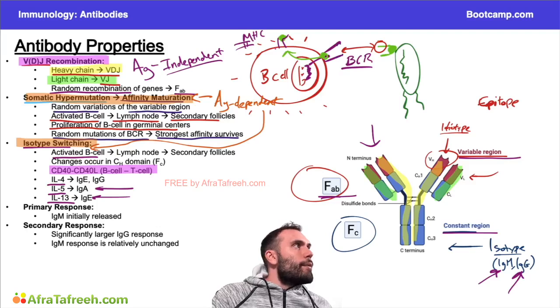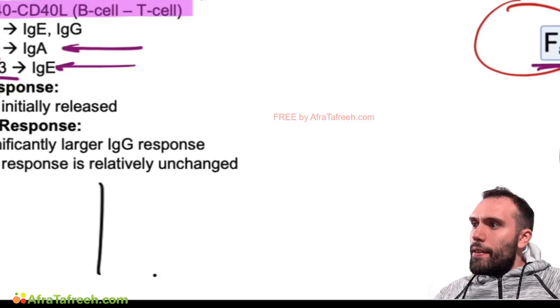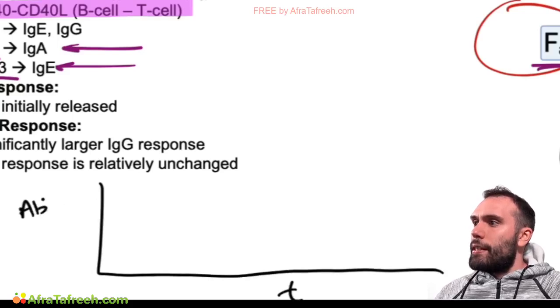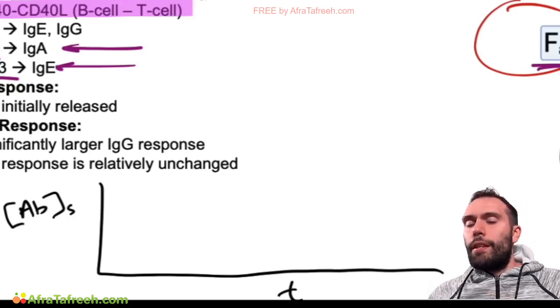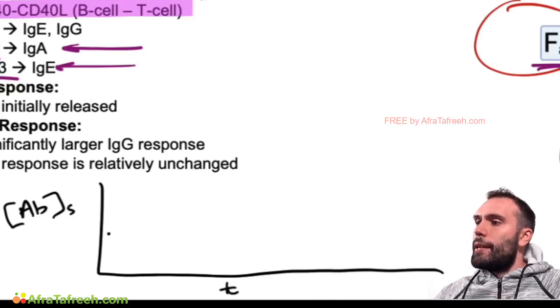Now, the last thing I want to talk about here is the primary response versus the secondary response. And this is actually pretty intuitive to understand. So let's just say that this is time, and this is antibody concentration in the serum. I'll put an S there for serum. So this is my antibody concentration in the blood or the serum, and then I have time here on the x-axis.